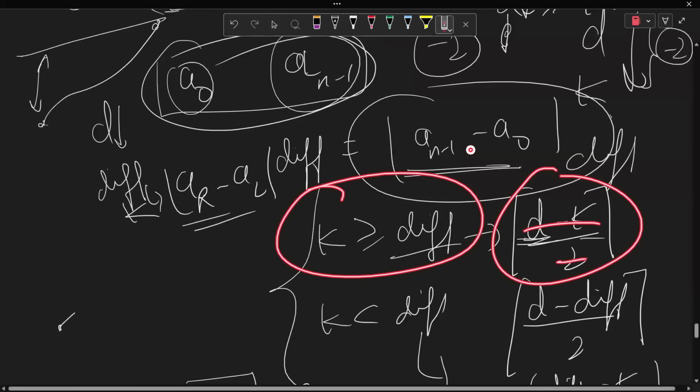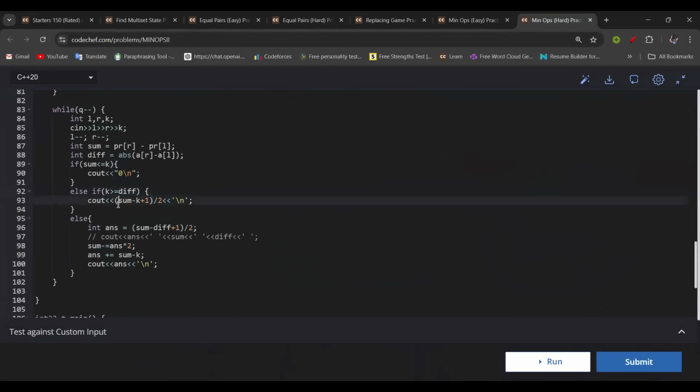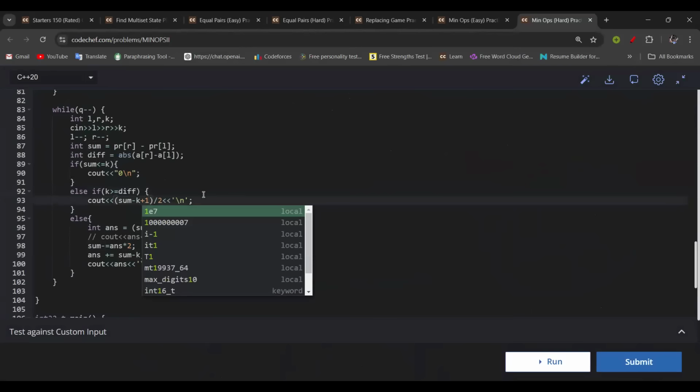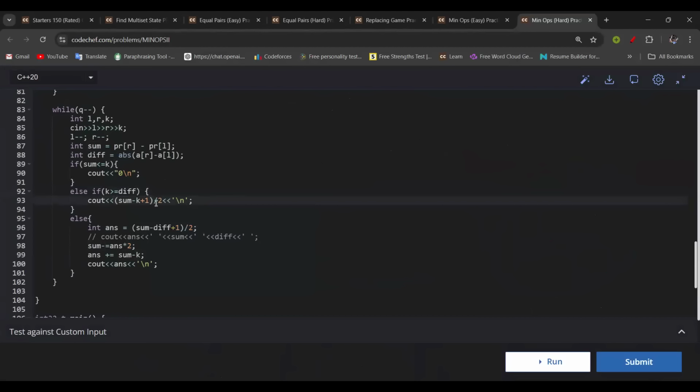Else, either it would be this case where K is greater than or equal to difference. My answer would be D minus K by 2. So when K is greater than or equal to difference, my answer is sum minus K by 2, ceil of that. That's why I'm adding a +1, because if I do sum minus K by 2, this would be floor division, and when I have to divide by 2, I have to consider the odd and even case. So if I add a +1 and divide by 2, I would get the ceil of that. So this would be my answer for this case.